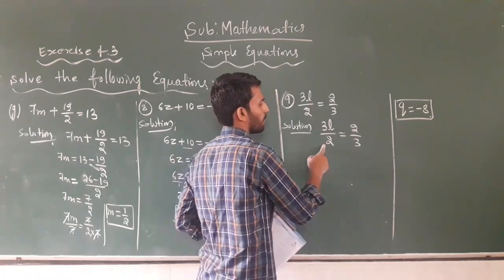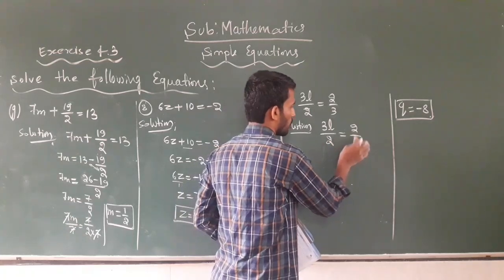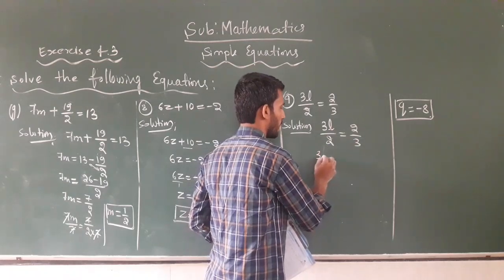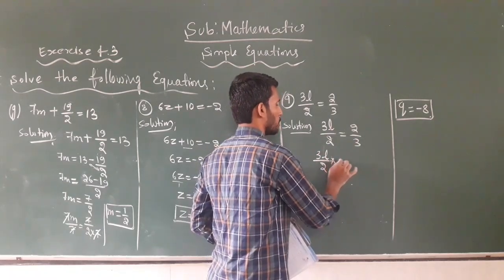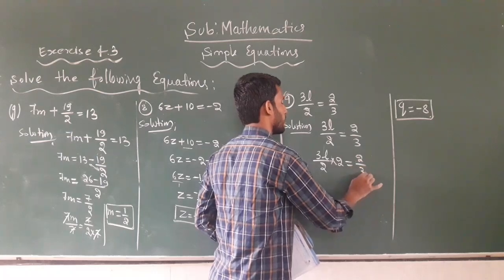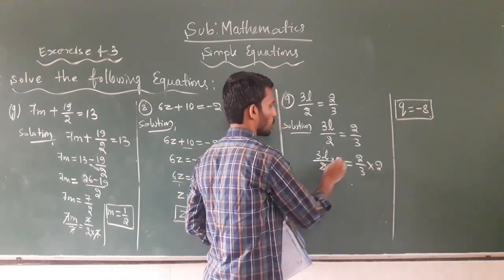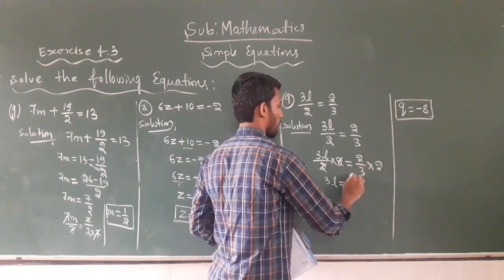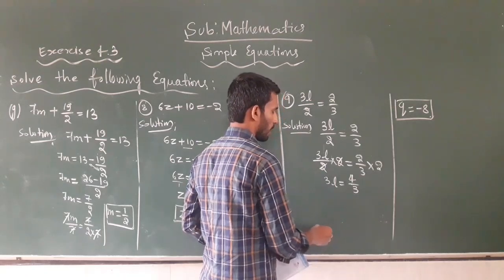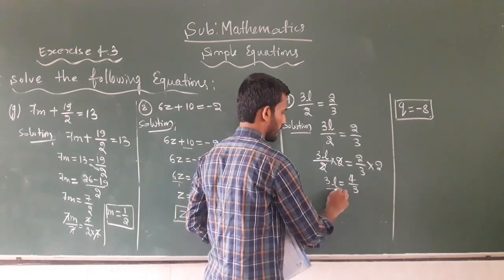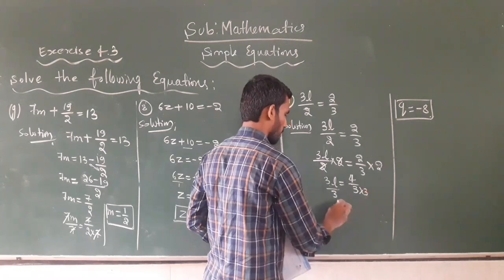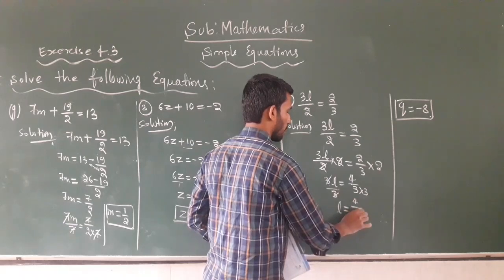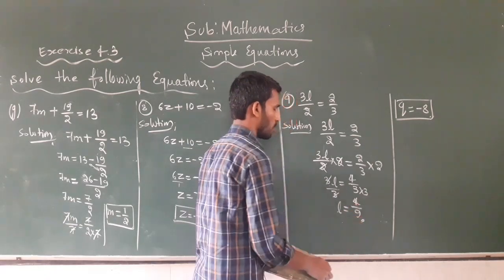Dear friend, when we multiply by 2 on both sides, 3l by 2 into 2 is equal to 2 by 3 into 2. 2 will be cancelled here. 3l is equal to 2 2s are 4 by 3. Now when we divide by 3 on both sides, 3 will be cancelled here. l is equal to 4 by 9. This is the solution.